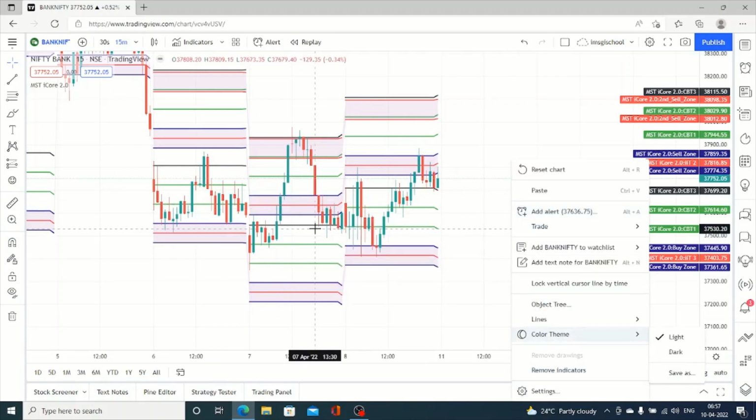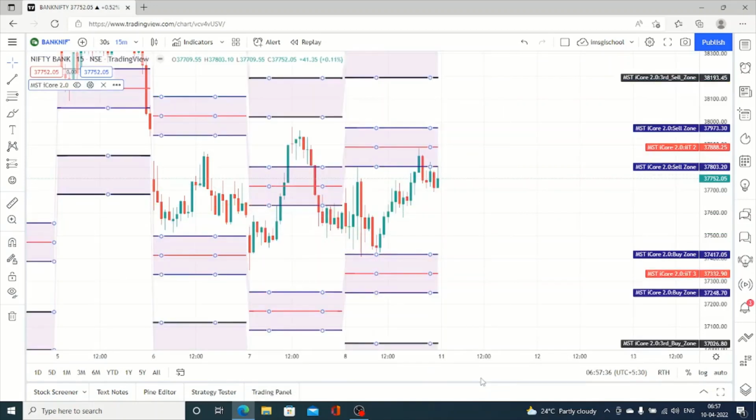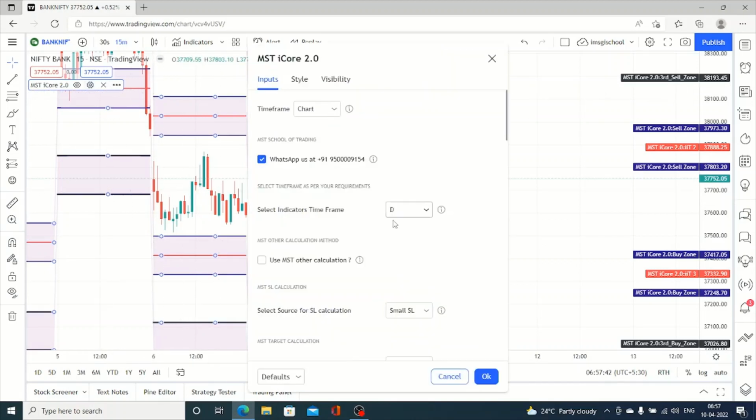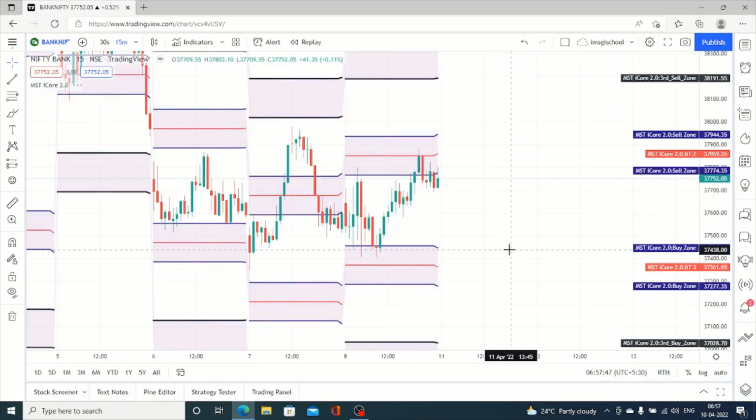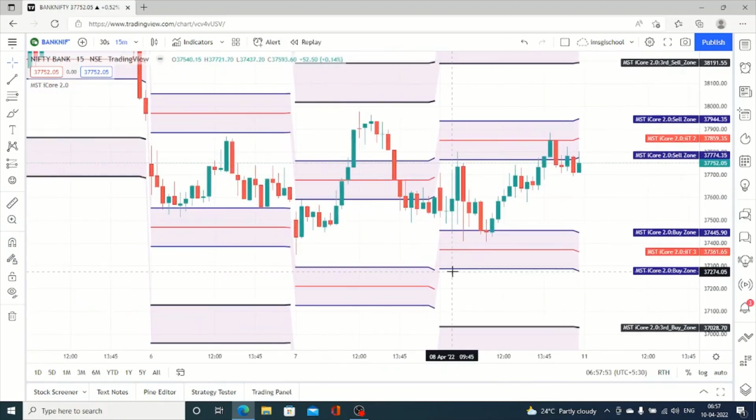It is very simple. Always when you are starting your trade, keep it in default settings. I have kept small SL and small target for your convenience. So whichever risk you want to take, if you want to take only small SL, you can take it, and lesser than small SL, that is tiny SL also, you can keep it.